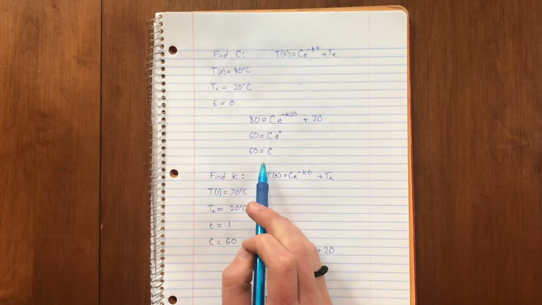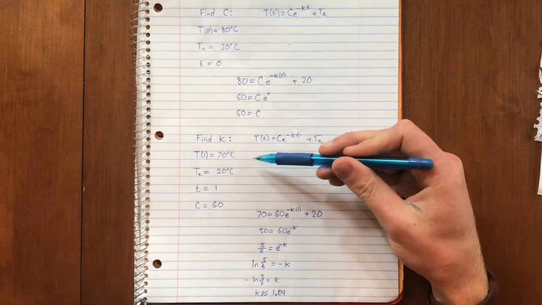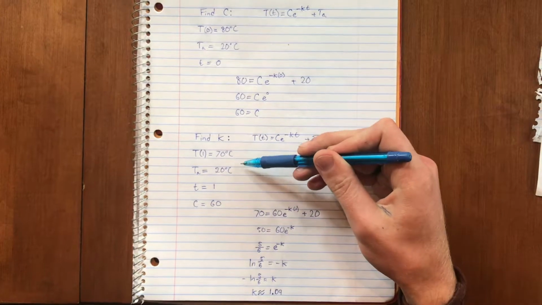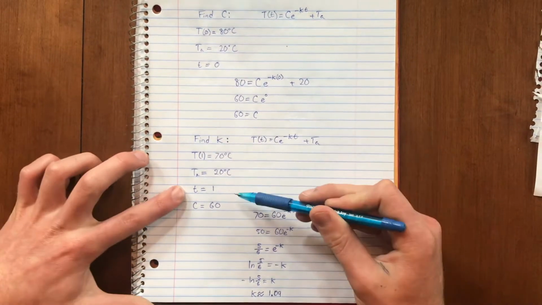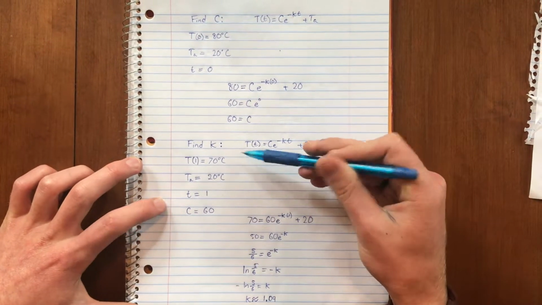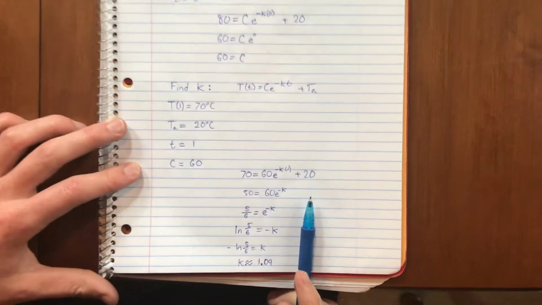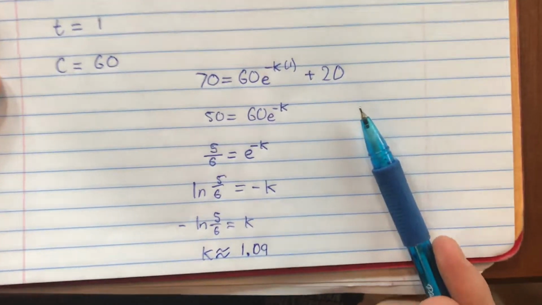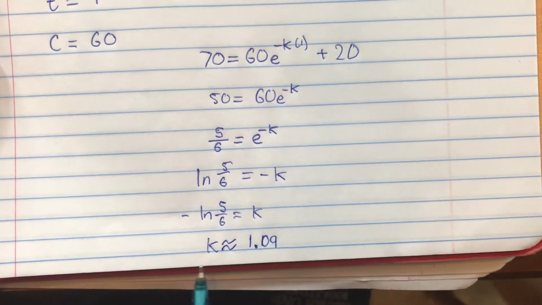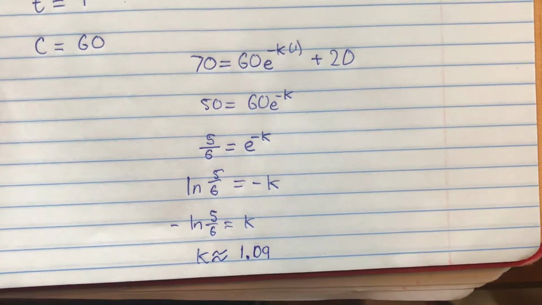So now that we've found a value for C, we can then plug in our temperature at 1 minute, our ambient temperature, and our time of 1 minute into this equation again to find a value for k. Here we have our plug and chug of all the values, and eventually you end up with k being about 1.09.